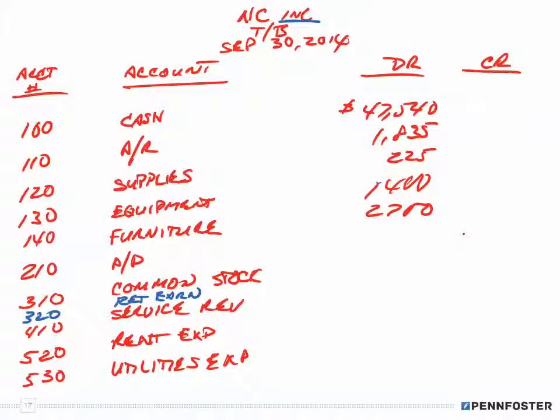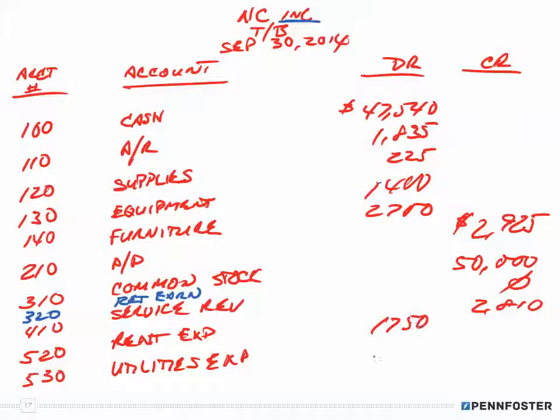Now my accounts payable is a credit. So in the credit column, since it's the first number, I put a $ sign. And then 2,925 for accounts payable. For my common stock, I have 50,000. For my retained earnings, 0. Now remember, I added that retained earnings account in there on purpose. Whether I use it or not, we'll see, okay. Service revenue was 2,810. Rent expense is a debit of 1,750, and utility expense was 285.